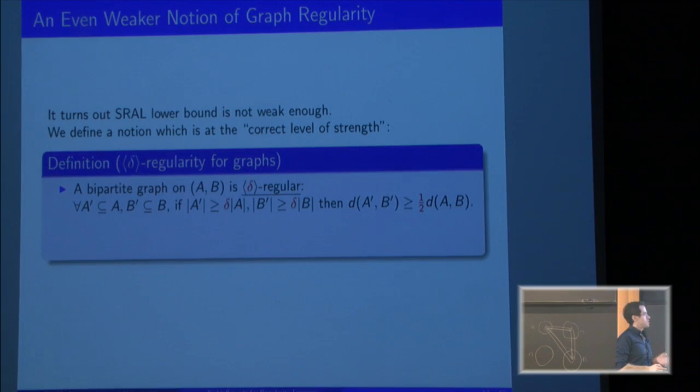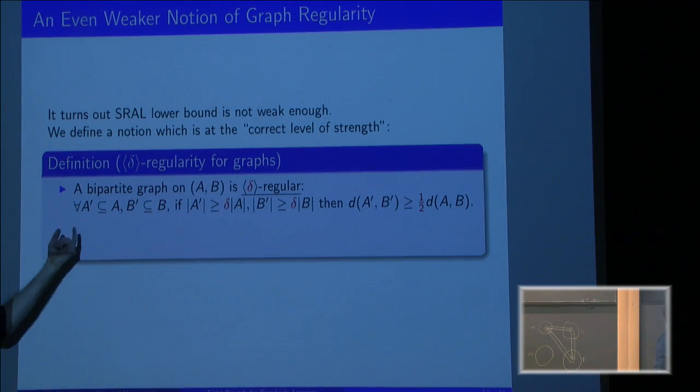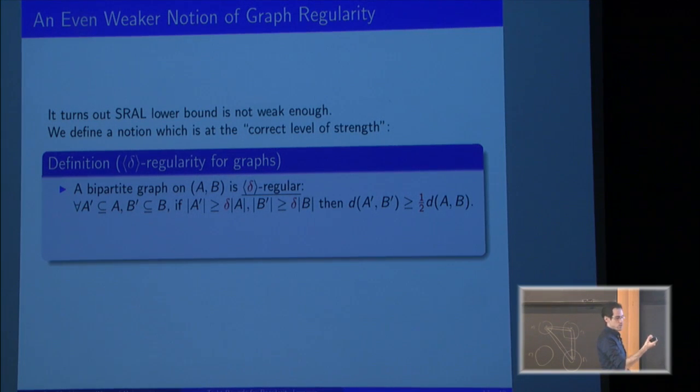Here I will actually give formal definitions. It's two lines, no worries. And it is very similar to the usual definition of epsilon regularity, but with important differences. So we say that a bipartite graph is delta regular if for any two subsets A and B of size delta fraction, their density is at least one half of the density of the bipartite graph. So that would be the notion of quasi-randomness for bipartite graphs.